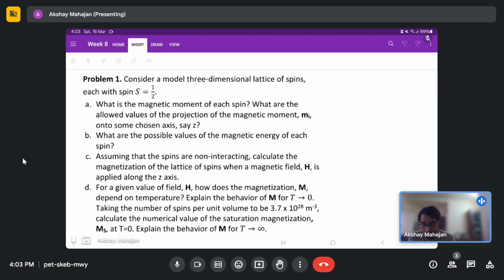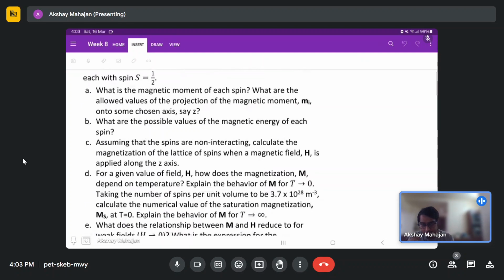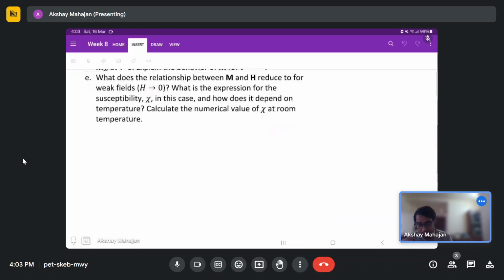So the problem is, consider a model 3-dimensional lattice of spins, each with spin s equals to half. First we have to calculate what is the magnetic moment of each spin, and what are the allowed values of the projection of the magnetic moment mi onto some chosen axis, say z. So let's just do part A first.